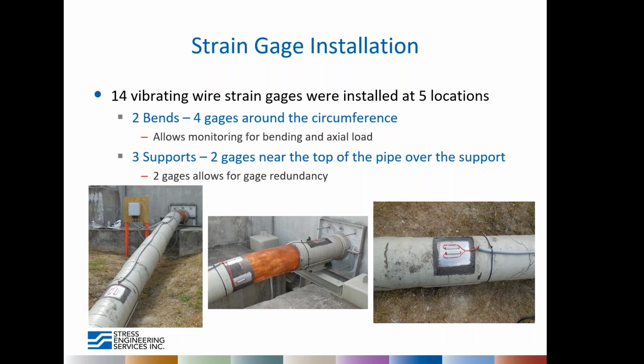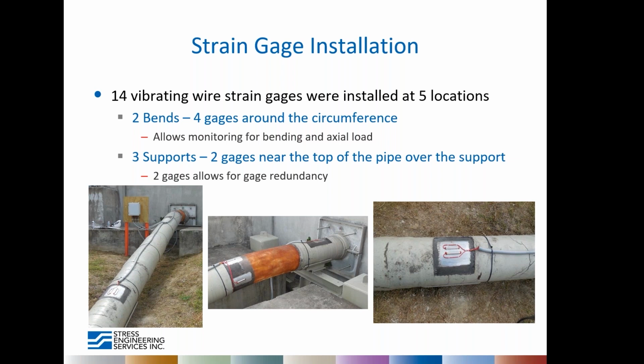And this is giving us an example of what this strain gauge installation looks like. For this case, we did install 14 vibrating wire strain gauges at 5 locations. At each of the 2 bends, which I was showing in blue on the previous page, we installed 4 strain gauges around the circumference of the pipeline. This allows us to monitor for bending and axial load. And at each of the 3 supports, we installed 2 strain gauges near the top of the pipe over the support. The 2 gauges allowed for gauge redundancy.